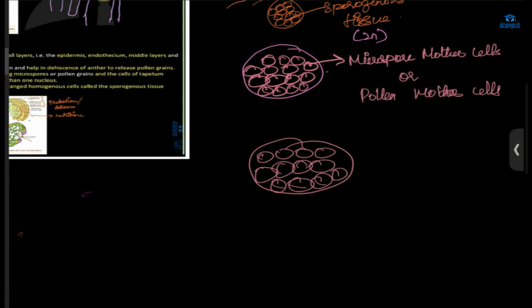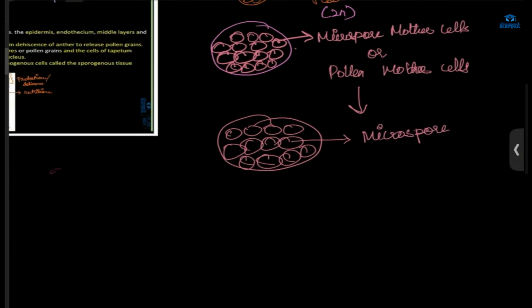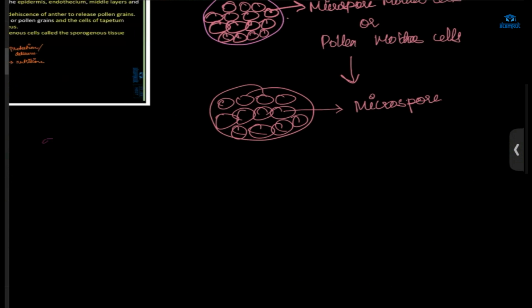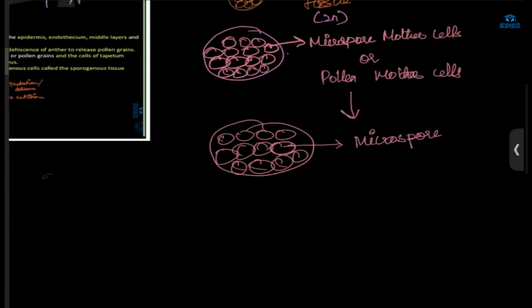Microsporogenesis. And it will form what? Microspore. And how is the microspore formed? Pick one microspore mother cell. First, this is the 2n condition. In meiosis 1, what will happen? In the n condition, two cells will form.